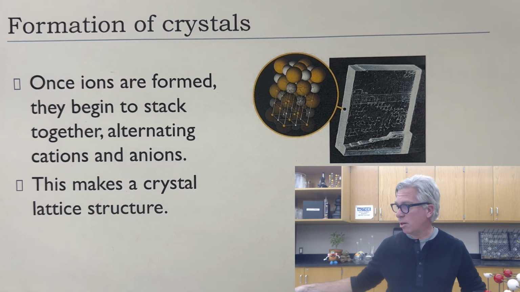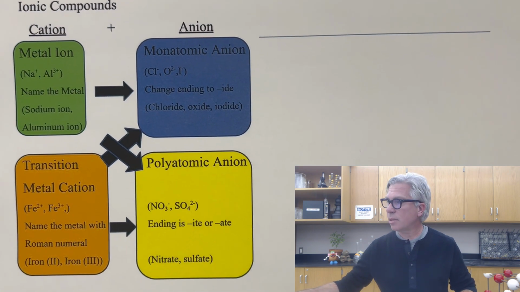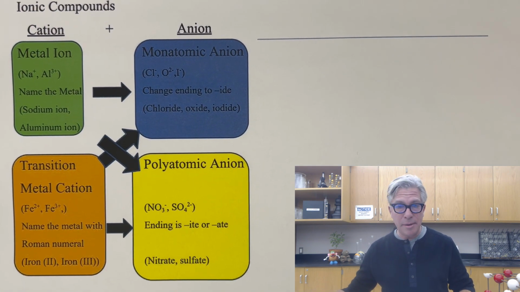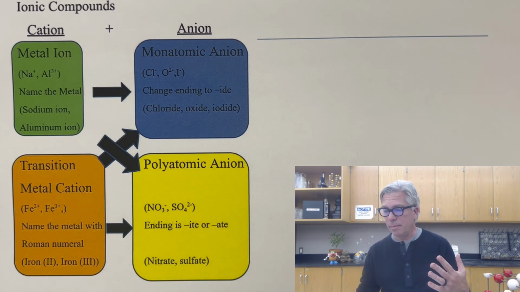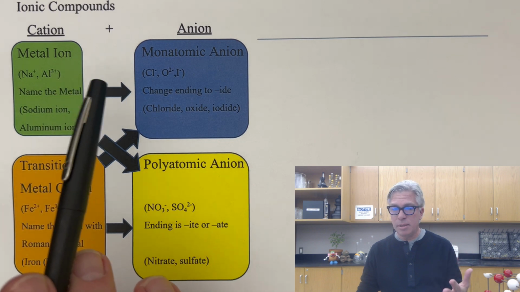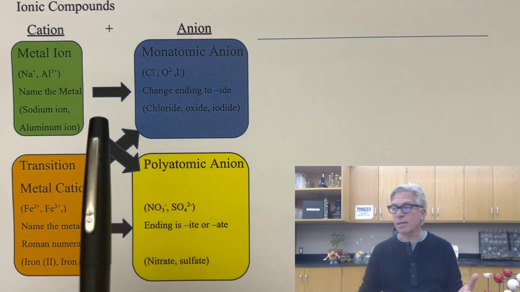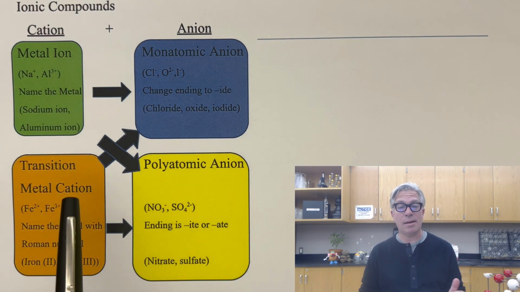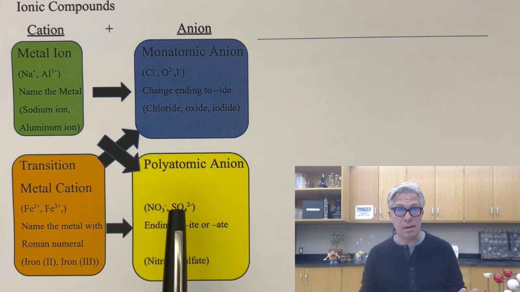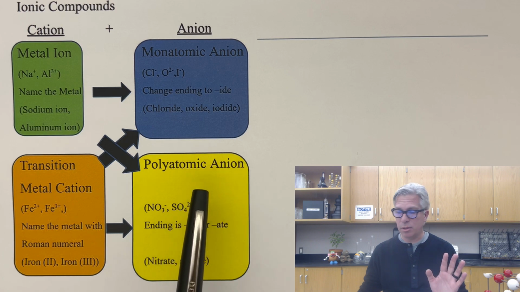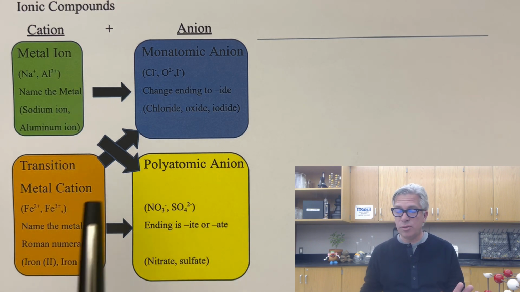Now we're going to move into part 2 on the types of ions. This is a document that I made. Feel free to borrow it. It just made sense to me. It basically says, if we're going to do an ionic compound, we need to have some sort of cation, some sort of positively charged thing, and some sort of anion. Now, there are two types of cations and two types of anions.